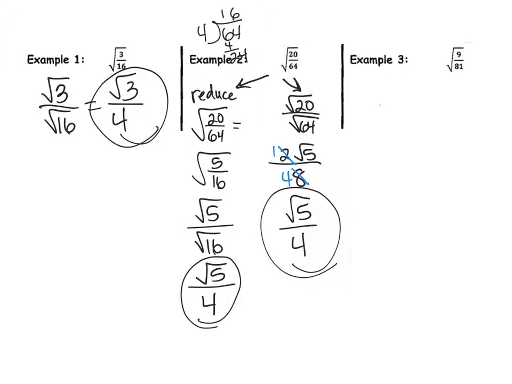What do you want to do for example 3? Break it up. Left side is reduce, right side is like break it up, I guess we'll call it. The breaking it up is actually easier because they're both perfect squares. What's the square root of 9? 3. What's the square root of 81? 9. Almost done. Reduce the fraction. You're done.